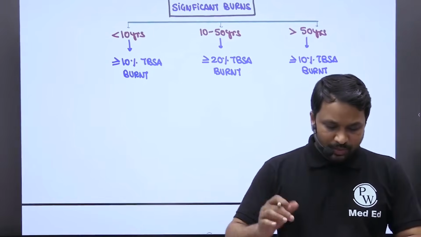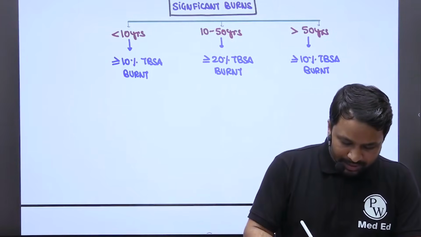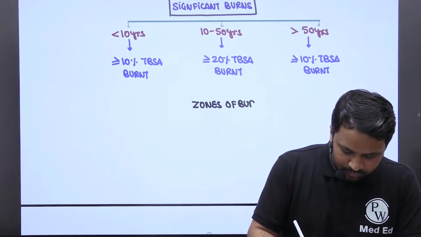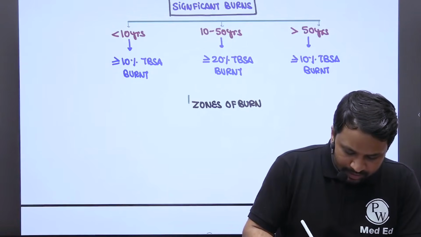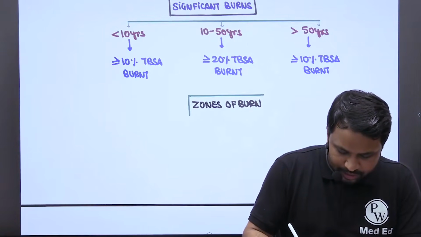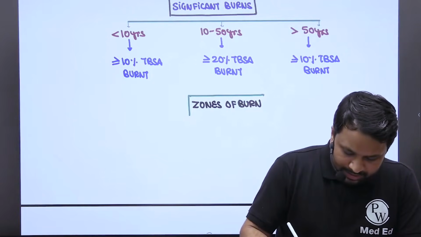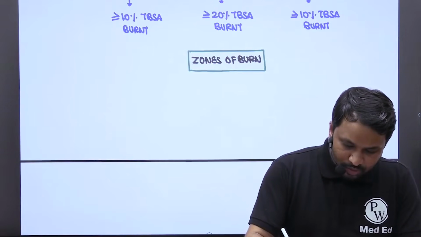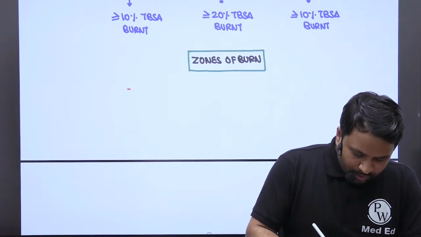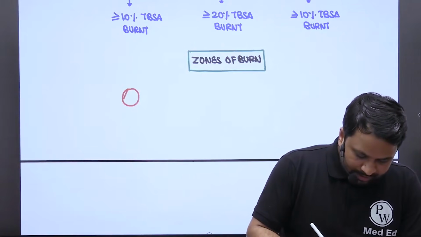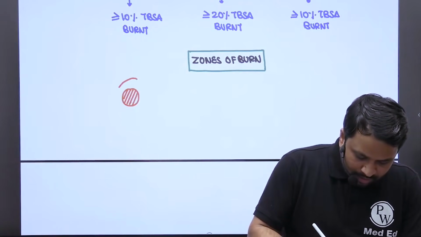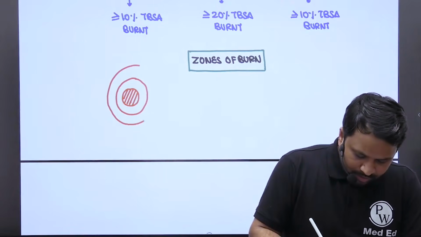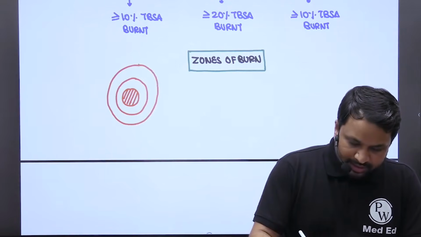Now, once you have dealt with significant burns, also quickly mention zones of burn. So zones of burn, what to write? Again, there is a small diagrammatic representation to tell that you understand the extent of the injury in a burn wound. So there are three distinctive zones which are going to be present. The zone which is going to have maximum damage is going to be right in the center. Then there will be a zone surrounding this damaged area, and there will be a peripheral zone which is going to be at the end, right? The three distinctive zones that are present.